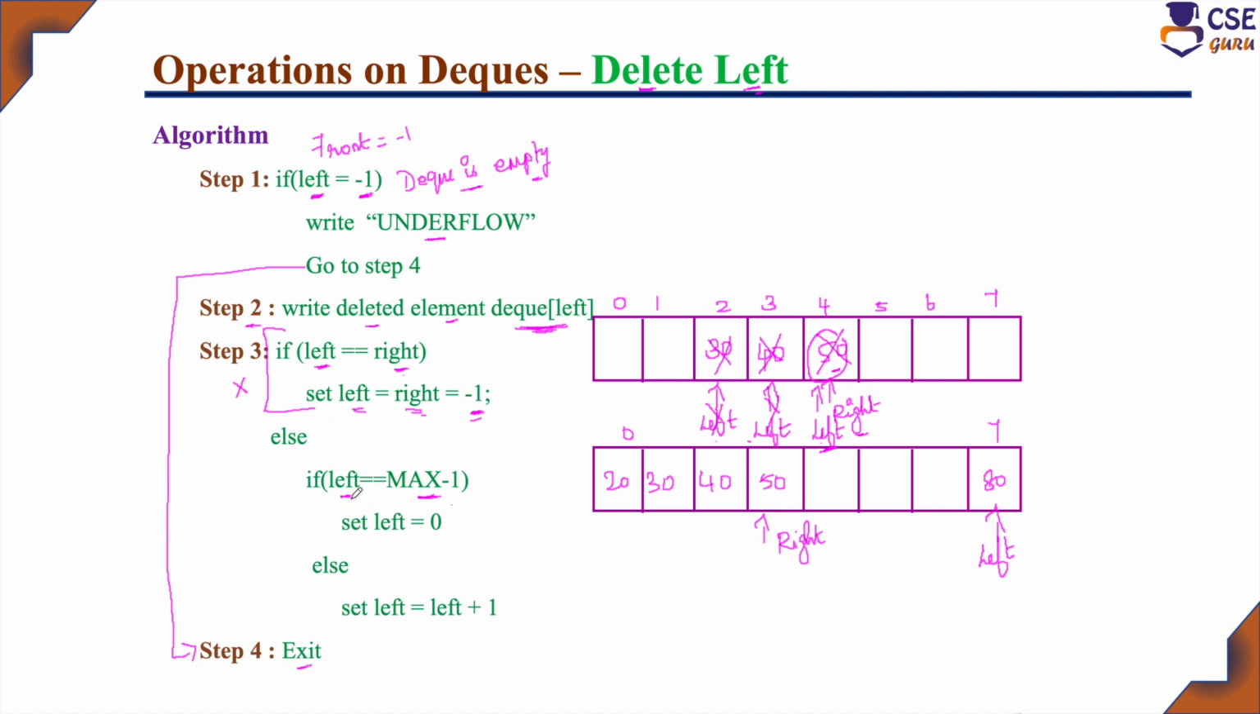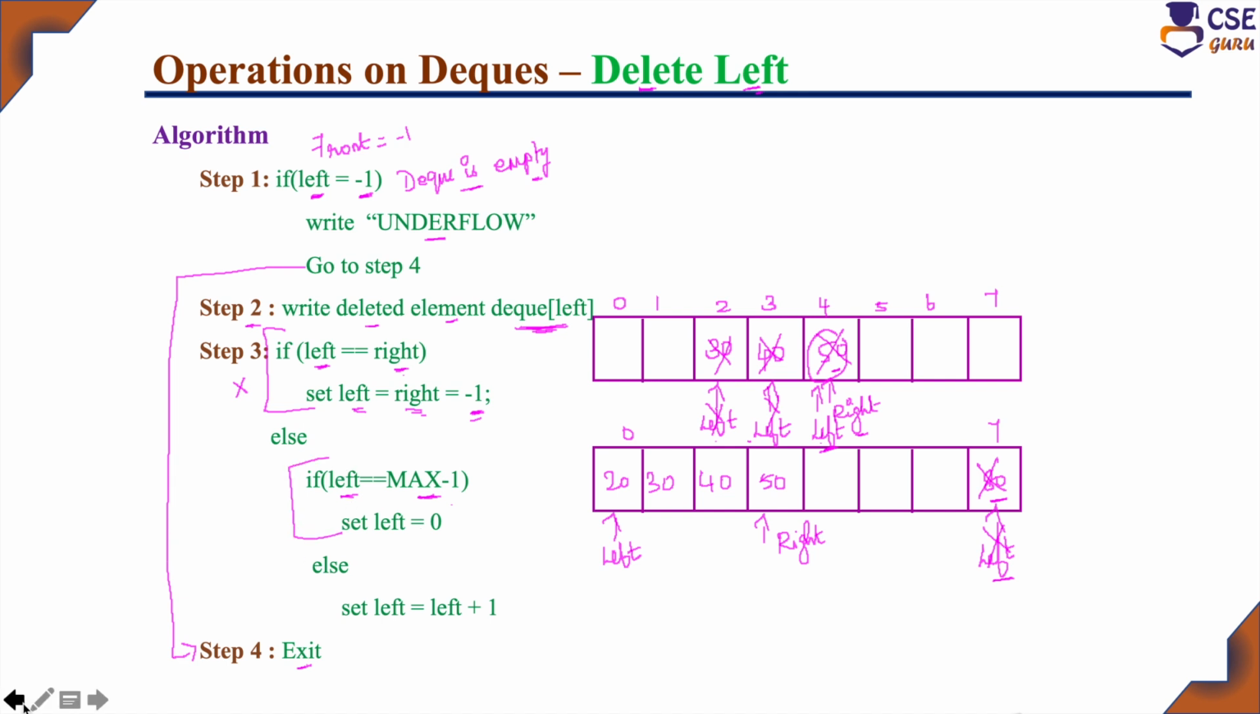So, if left has reached max minus 1 position, after deleting this element, where will the left pointer point? You cannot increment to the next memory location. That is not possible, right? This is the maximum position we have reached. So, after reaching the maximum position, the left pointer you need to reassign to the 0th memory location. Automatically, this element will be deleted. Okay, when the left pointer reaches the maximum position, set the left pointer to the 0th memory location.